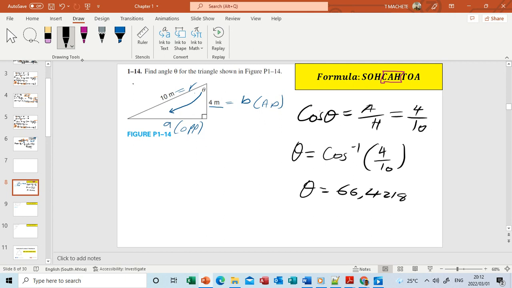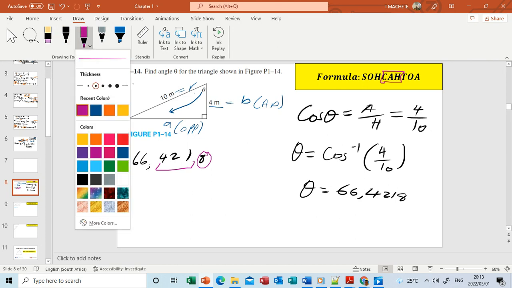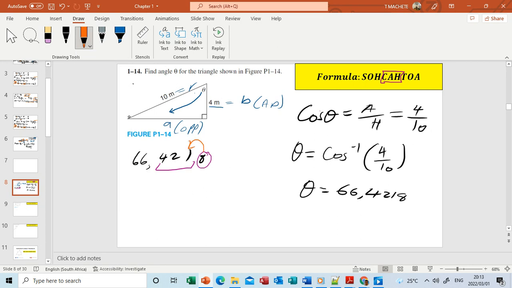And then, just a reminder for those who forgot these things. If you've got 66.4218, and they say round it off to 3 decimals. If the value after the 3 decimals after the comma is higher than 5, it changes the third value. It's going to add 1 to that, so it's going to be 66.422 because it's higher than 5.